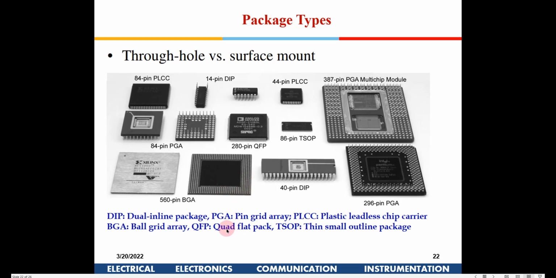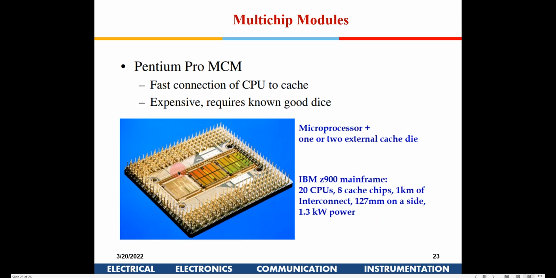You could have a quad flat pack also, like there is an example figure given here. There are pins all around, on all four sides. Here there are only 12; this is a dual. This is a quad. On all four sides you could have pins, and a thin small outline package. So these are the various kinds of packages which are available.